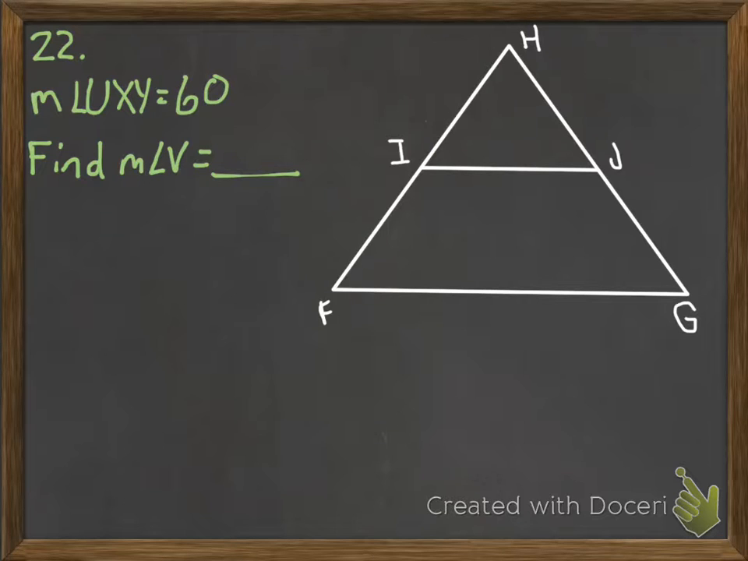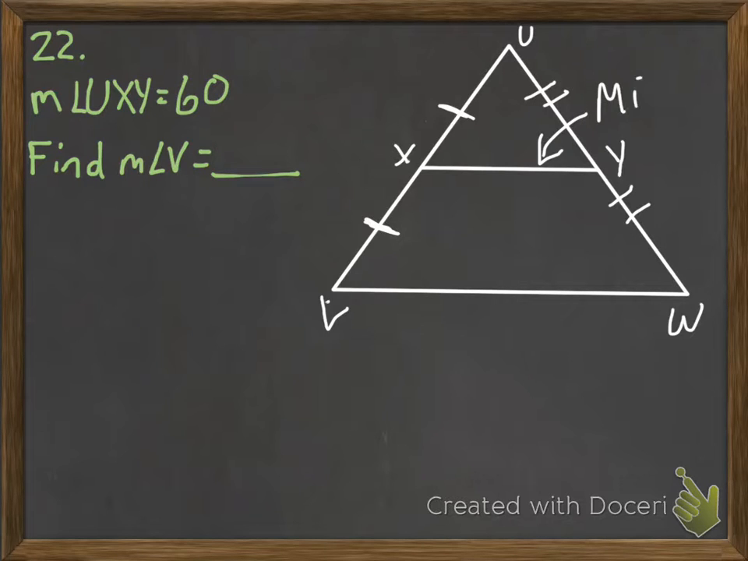Okay, the directions say X is the midpoint of UV. Sorry. Hold on, let me switch some of the letters. Okay, once again, X is the midpoint of UV, and Y is the midpoint of UW. So I'm going to want to mark that on here. The way I mark that X is the midpoint is that I know this segment is congruent to this segment. The way I mark that Y is the midpoint is this segment has to be the same length as that segment.